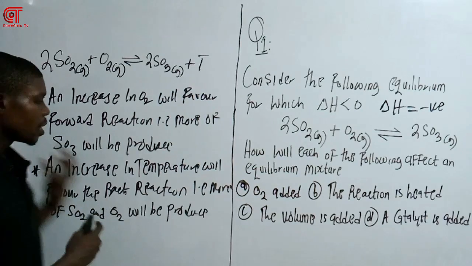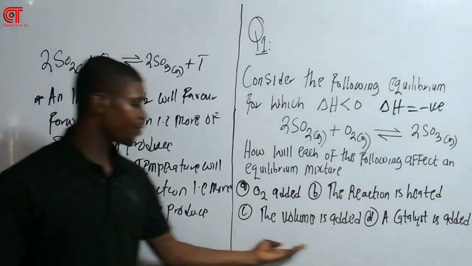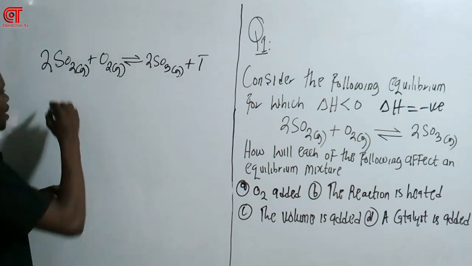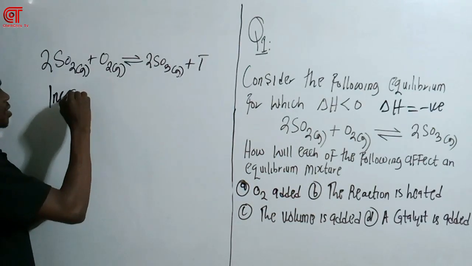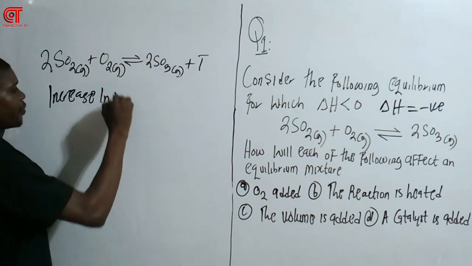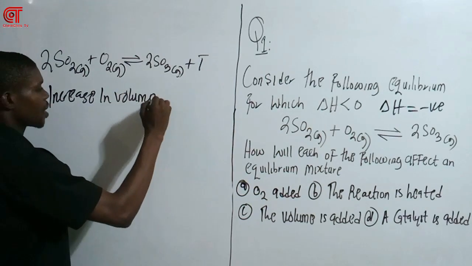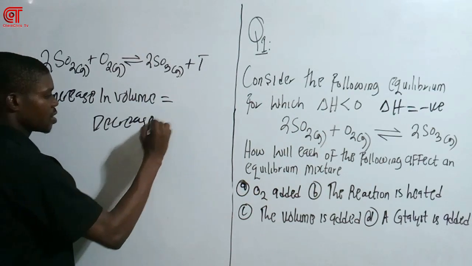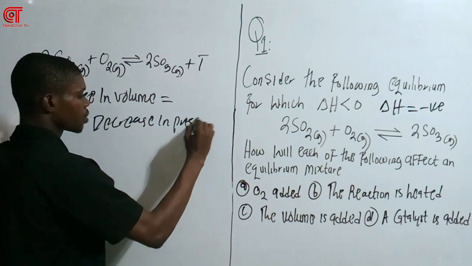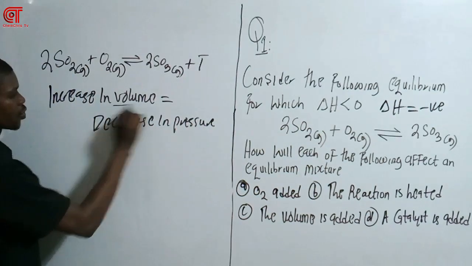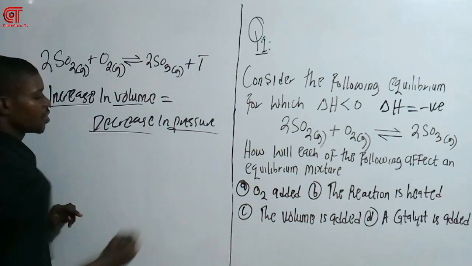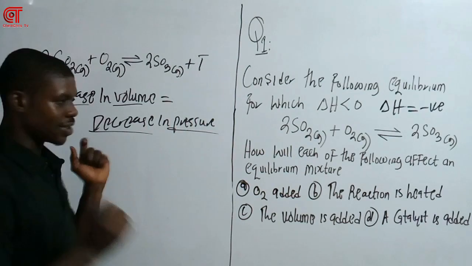Now, then see the volume is added. When we talk about an increase in volume, we are talking about a decrease in pressure. These two must go together. Do you get that? So an increase in volume means a decrease in pressure. You really want to understand it here.